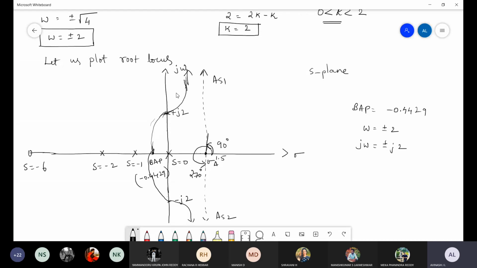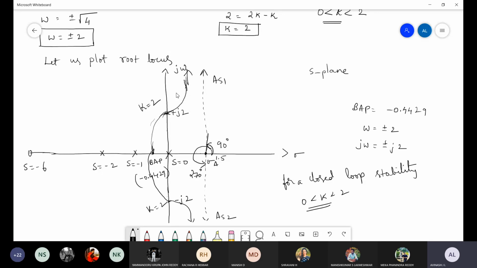Once it reaches this cutoff point, here k equal to 2. Here k equal to 2 only it will come. Okay, so like this we need to draw it. And we need to state one sentence: for closed loop stability, k value should be between 0 to 2. Okay, so this is exactly the concept.